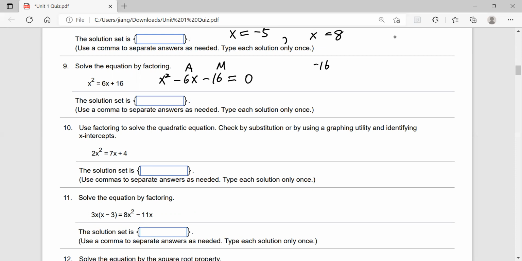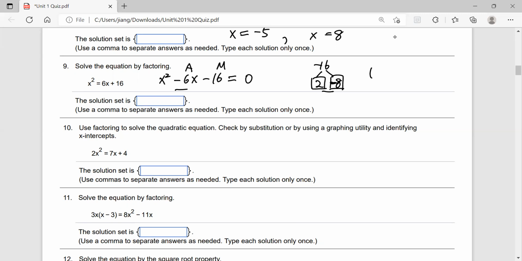so 16 is the multiplication of two numbers, and the addition of them is 6. So they cannot be 4 and 4 because with 4 and 4, I cannot make a 6. So how about 2 and 8? Yes, the difference between 2 and 8 is 6. So which one is negative? 8 is negative because the sum of these two numbers can make a -6.